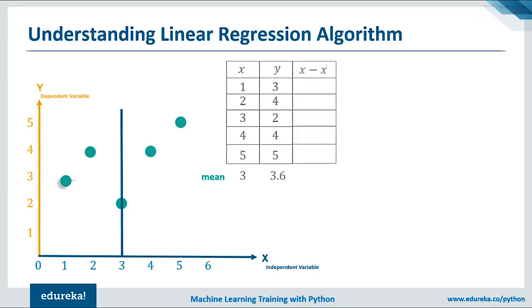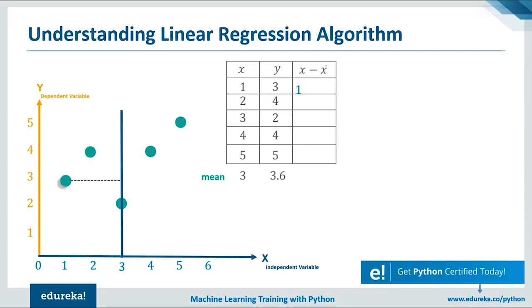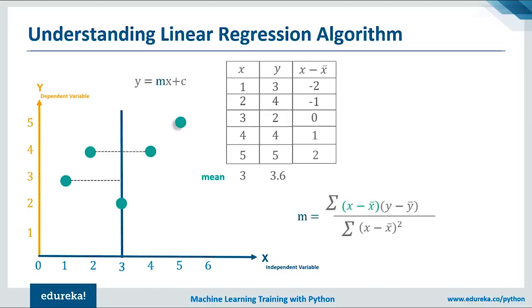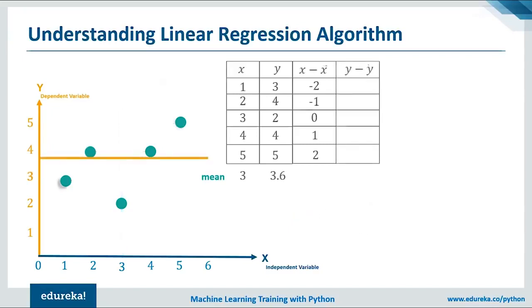Alright. So moving on ahead, as a part of formula, we'll calculate x minus x bar. So we have x as 1 minus x bar as 3. So 1 minus 3, that is minus 2. Next we have x equal 2 minus its mean 3, that is minus 1. Similarly, we have 3 minus 3 is 0, 4 minus 3 is 1, 5 minus 3 is 2. Alright. So x minus x bar is nothing but the distance of all the points from the line x equal 3. And what does this y minus y bar imply? It implies the distance of all the points from the line y equal 3.6.